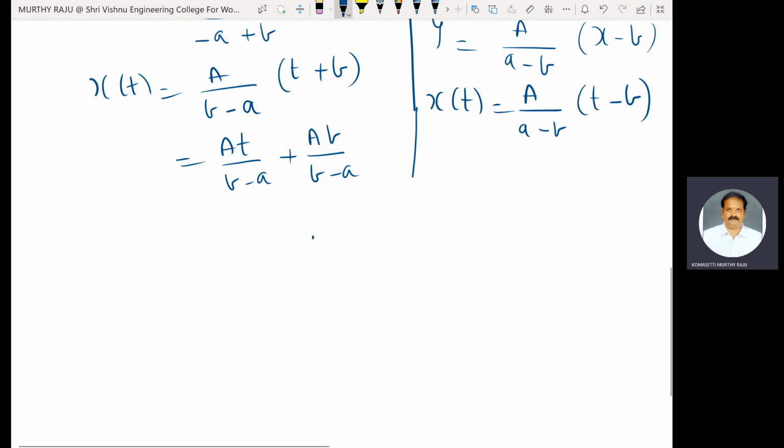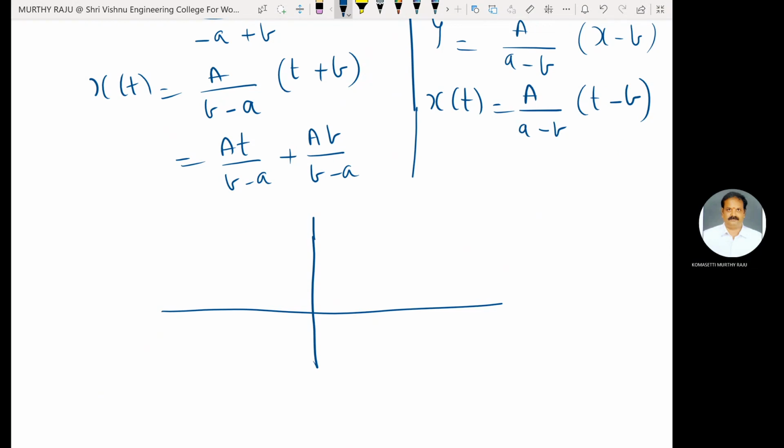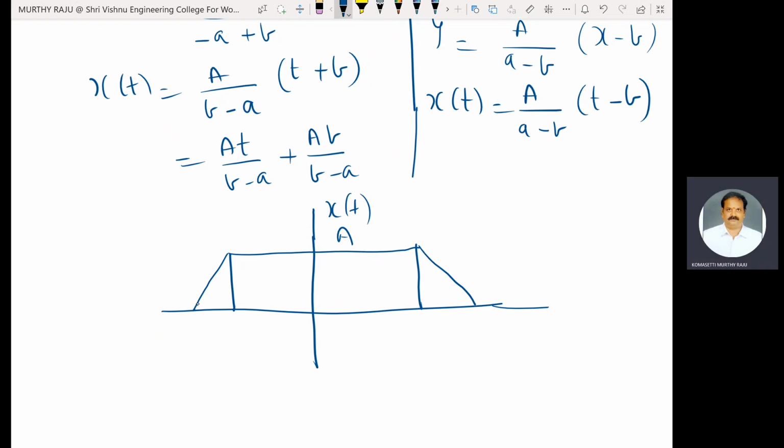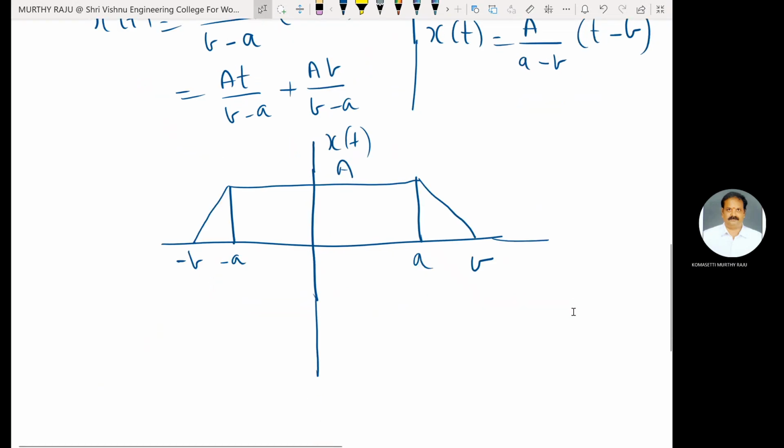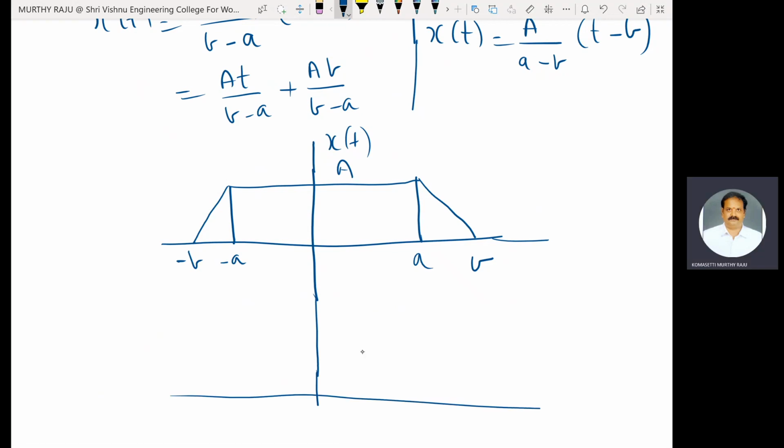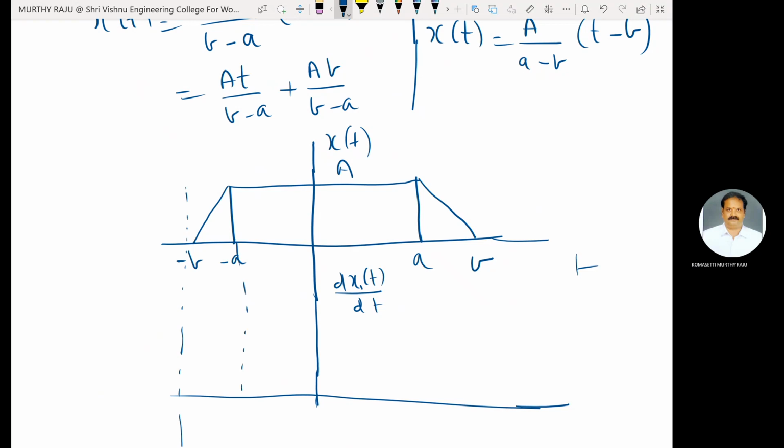This is the actual waveform, with A, minus b, minus a, and b marked. Now the first differentiation, dx(t)/dt, in that interval. Some slope is there. This is the rising function.